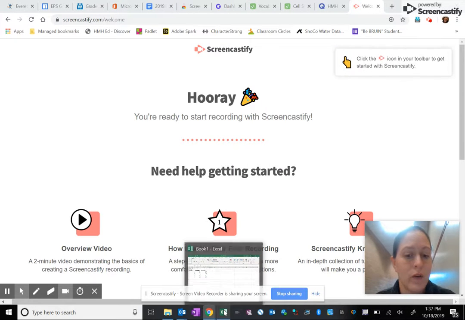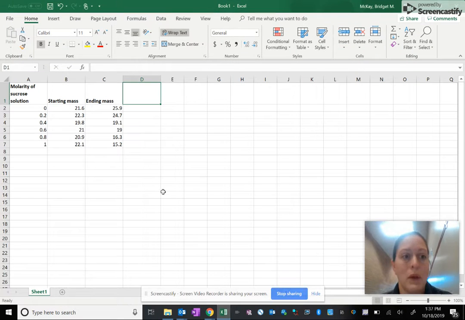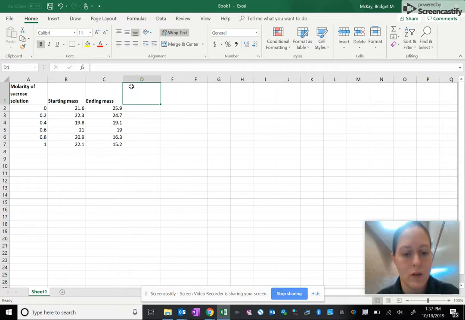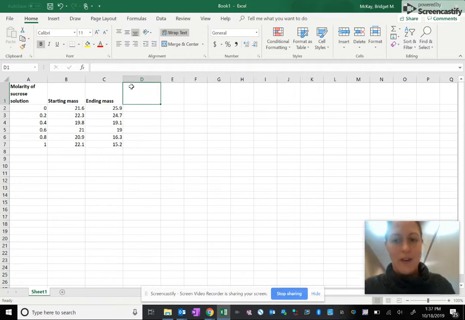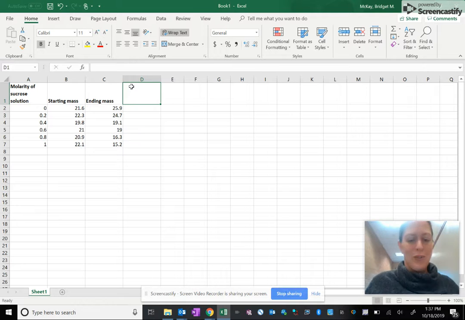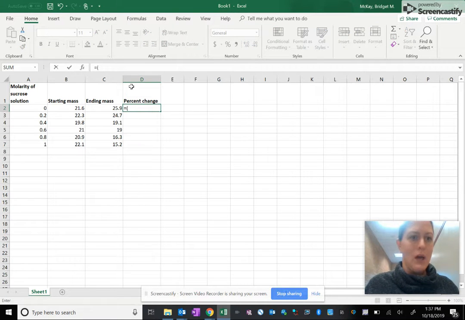Okay, so I did a version of the apple or the potato lab using baby carrots, and here's my data right here. You can see I put it in different molarities of sucrose solution, my ending mass, my starting mass. So the first thing I need to do is calculate percent change. My formula for percent change is my ending mass, so I'm going to click on my ending mass minus my starting mass. I'm going to divide that by my starting mass.